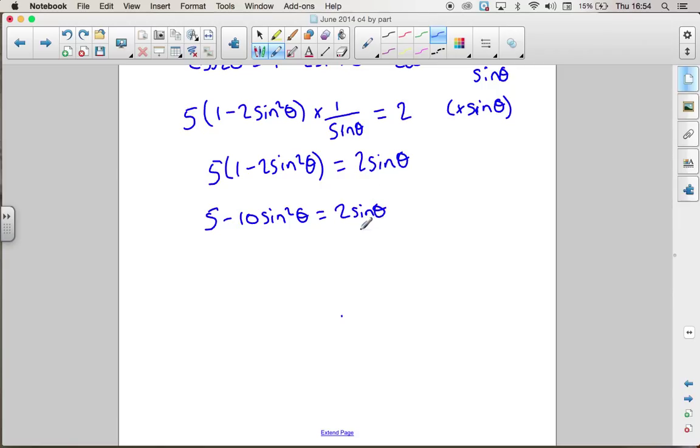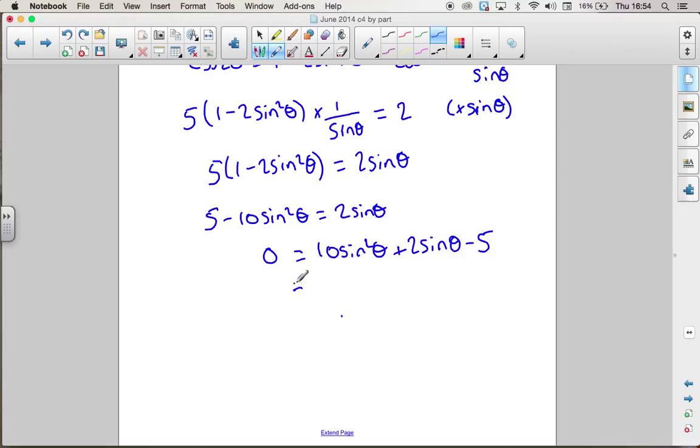And this is one of those questions that we can make look like a quadratic. To do that, because I've got a negative sine squared term, I'm going to move everything over to the right. So I'm going to add on 10 sine squared thetas. I've already got 2 sine thetas, and I'm going to subtract 5, so that I've got nothing left on the left hand side and everything's on the right.